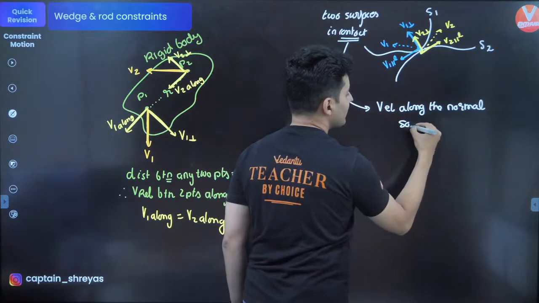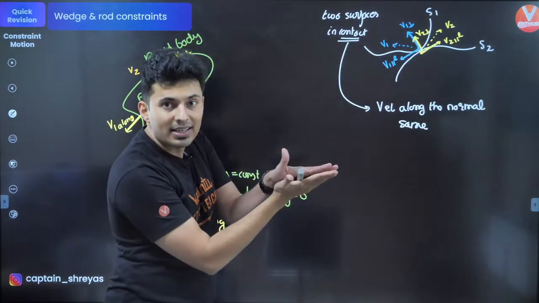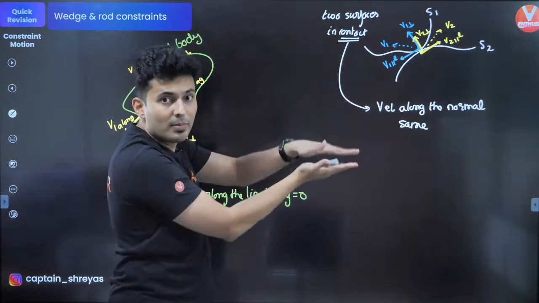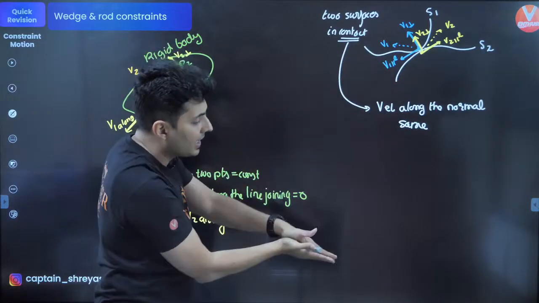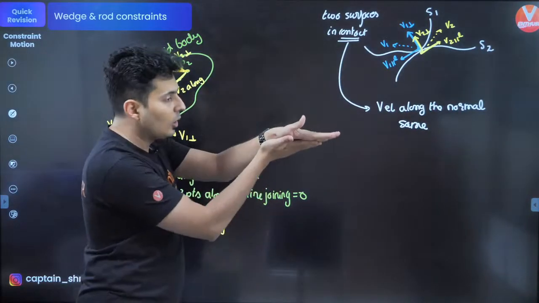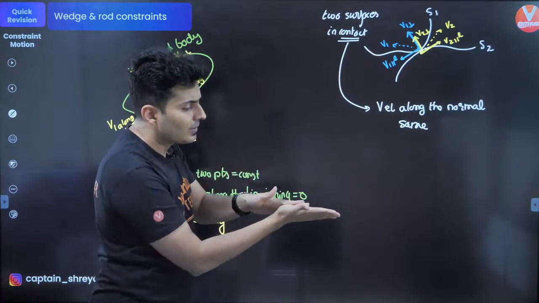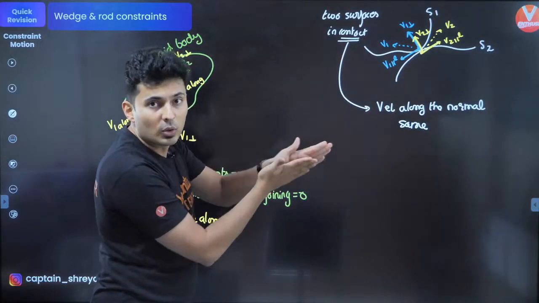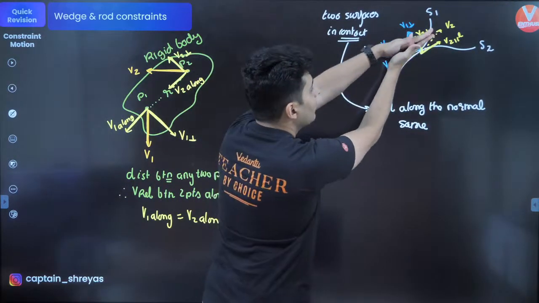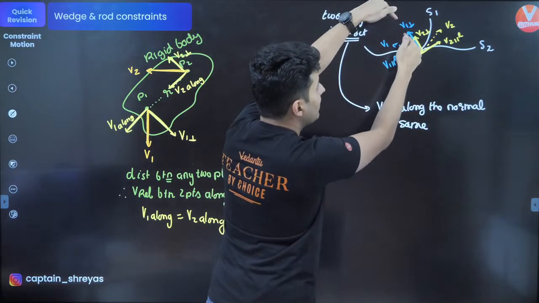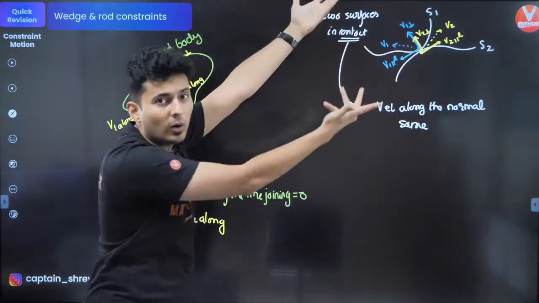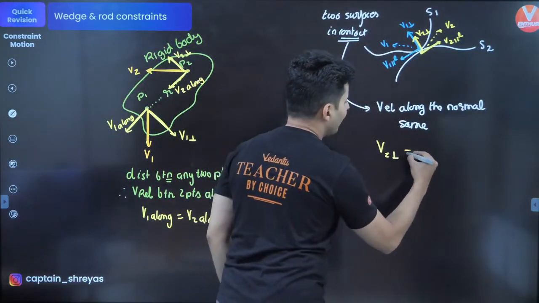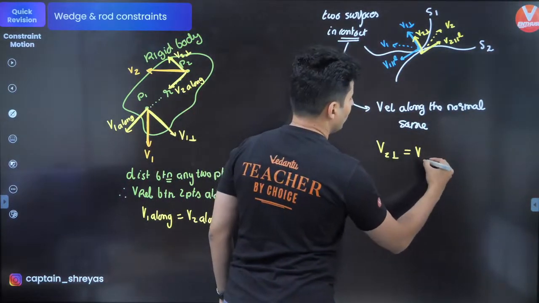has to be same. Because if two points are in contact, how can they have relative motion? If they have relative motion, then they will not be in contact. If two surfaces are in contact, they should have same velocity along the normal. They can have relative sliding. When two surfaces are sliding, they are still in contact. So the parallel velocities don't matter. What matters is the normal velocity. If those perpendicular velocities are different, they would no longer be in contact. Hence, the correct answer will be V2 perpendicular is equal to V1 perpendicular.